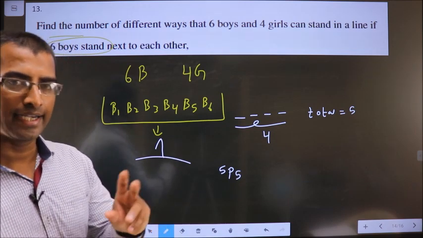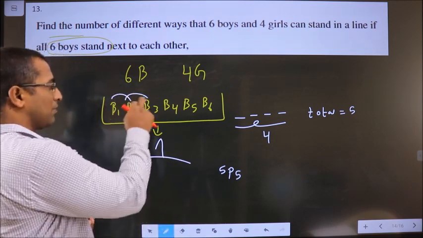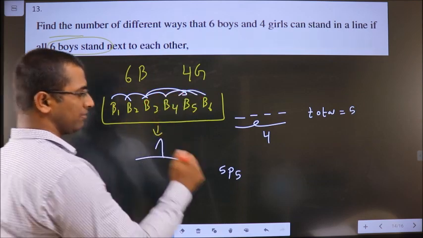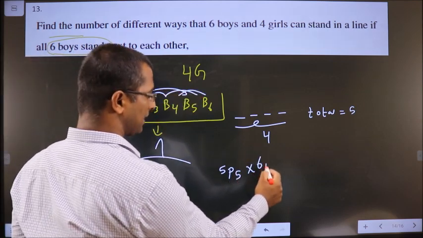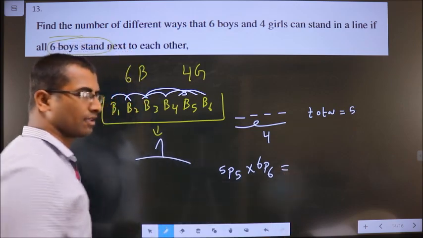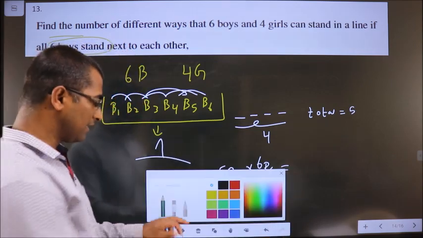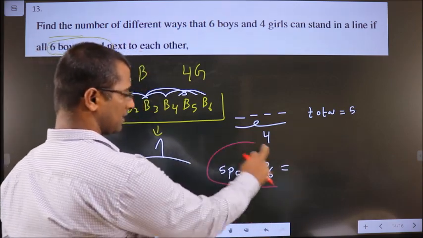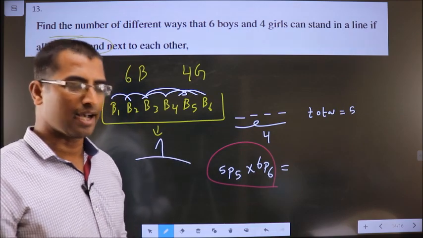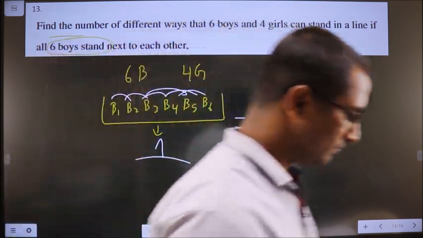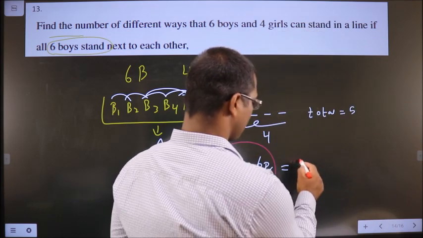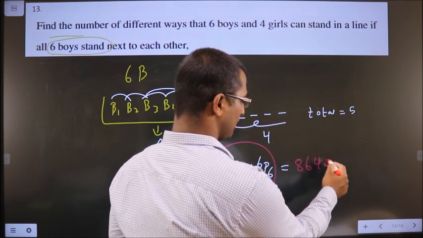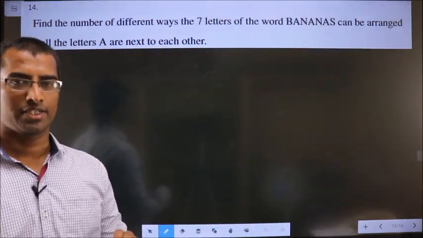Now look at inside shuffling. These 6 boys can be shuffled within themselves in 6P6 ways. Okay. Put this in the calculator, you get the answer to be 86400.